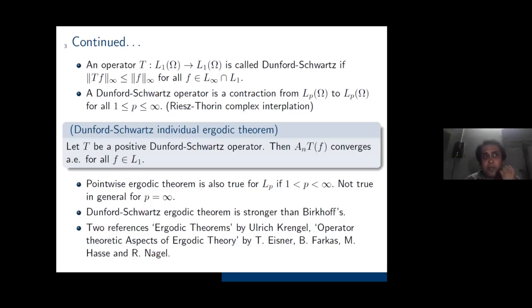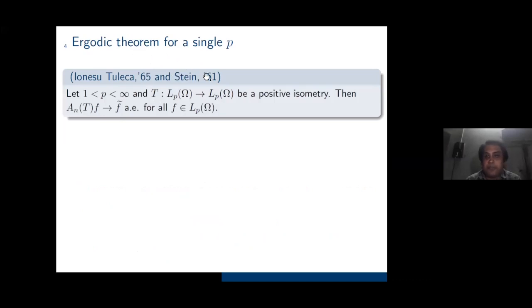But what happens if we have one positive contraction from LP to LP? You can ask if you can prove an ergodic theorem for that kind of operator. That means an ergodic theorem for a single p. In this direction, Stein and Ionescu Tulcea proved this ergodic theorem: you fix a p strictly between 1 and infinity, and suppose T is a positive isometry from LP to LP. This T is different from the Koopman operator appearing in Birkhoff's ergodic theorem, because the Koopman operator is a positive isometry for all p.